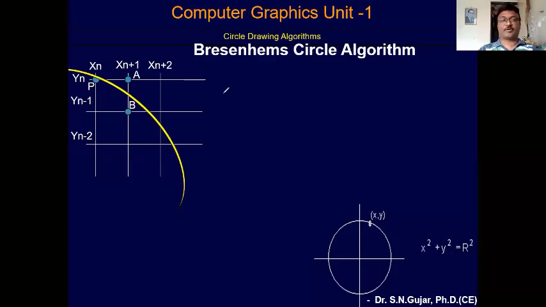So, the Bresenham circle drawing algorithm, that I have shown in this diagram here. This is my first point that I have shown here, my x and y. Okay. So this point you have to consider as my initial point.